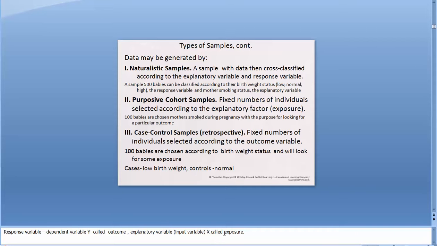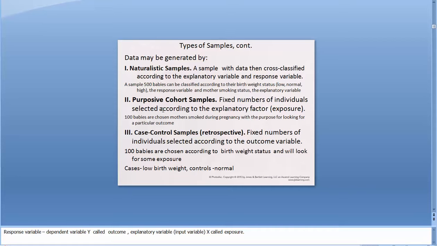In biostatistics and public health, almost always it is called the exposure, because if you are exposed to something, an outcome will occur. Okay, so this is the X influences the Y. Exposure influences outcome. So keep in mind always, whenever we study two variables, we need to look to see what is the outcome, what is the exposure. Okay, so this is the first type.